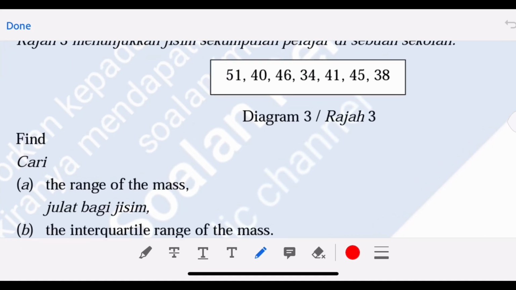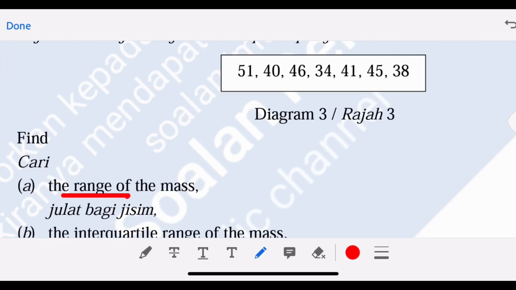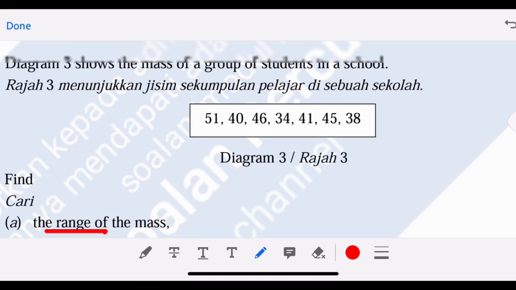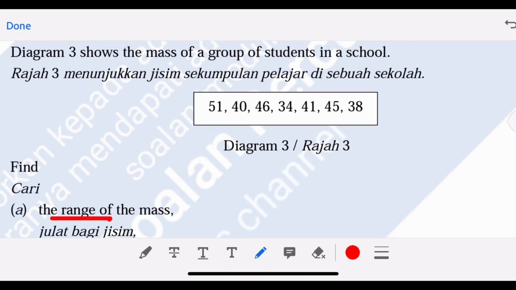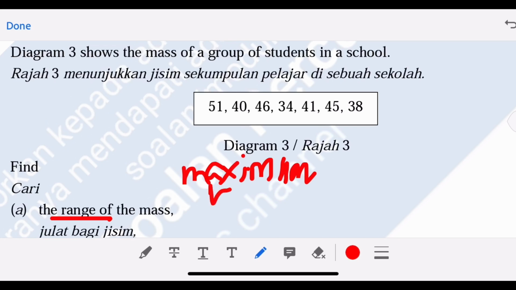Now we discuss question 11. This is statistics. You are given the mass of a group of students in a school. Range is defined as the maximum value minus the minimum value, or you can say the biggest value minus the smallest value.